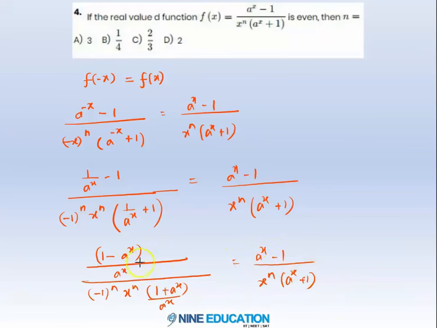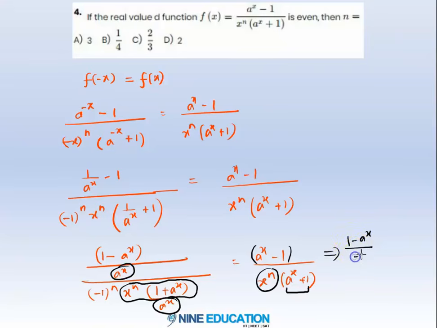Now let's do all the cancellations. This a power x will be cancelled. On this side we have x power n and a power x plus 1, that will get cancelled by this term. So from here, 1 minus a power x divided by minus 1 power n is equal to, I can take minus common and write 1 minus a power x here also, so that I can cancel 1 minus a power x as well. Whatever we are left with is minus 1 power n is basically minus 1.